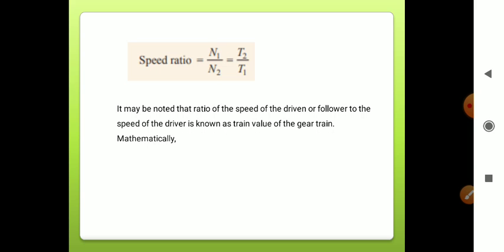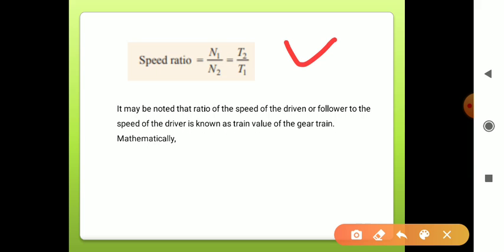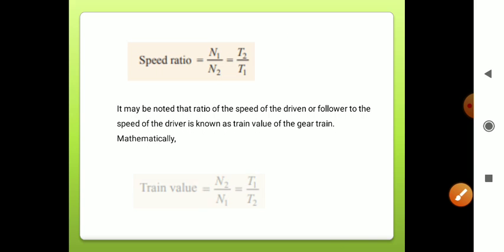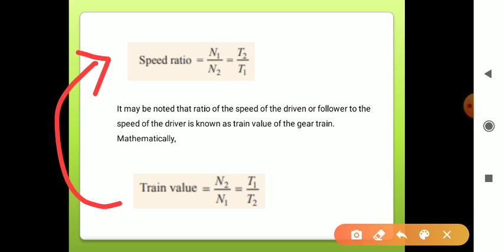It may be noted that the ratio of the speed of the driven or follower to the speed of the driver is known as the train value of the gear train. The speed ratio is the driver divided by the driven, and the train value is the reciprocal of this speed ratio. That means it is the speed of the driven gear divided by the speed of the driver. Mathematically, the train value is equal to N2 divided by N1, which is equal to T1 divided by T2.